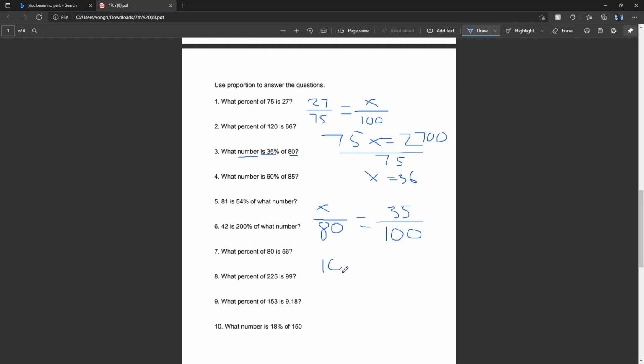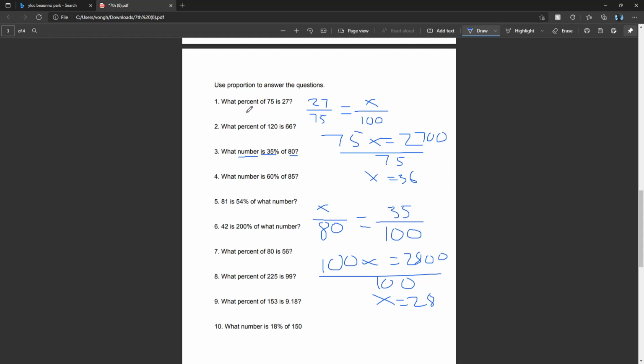Same thing, you cross multiply. So x times 100 equals 80 times 35. And that's 2,800 if you multiply correctly. Divide by 100, and 2,800 divided by 100, you should just get 28. So yeah, that's how you do it.